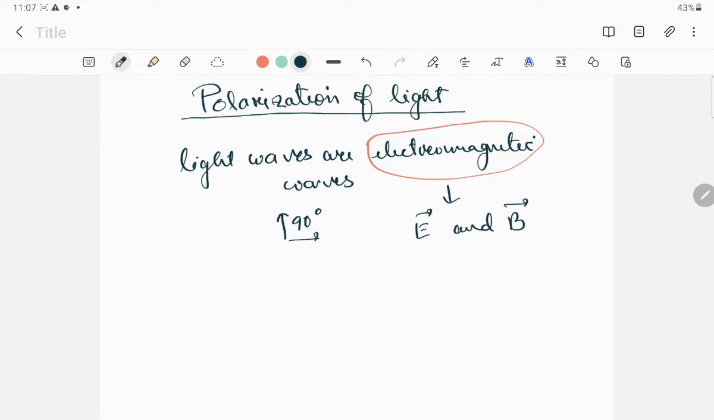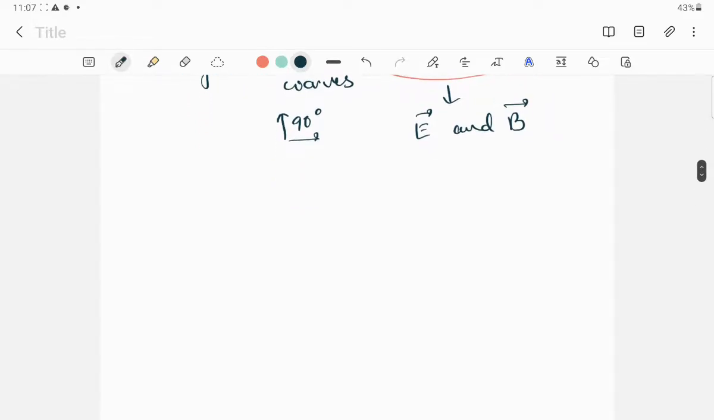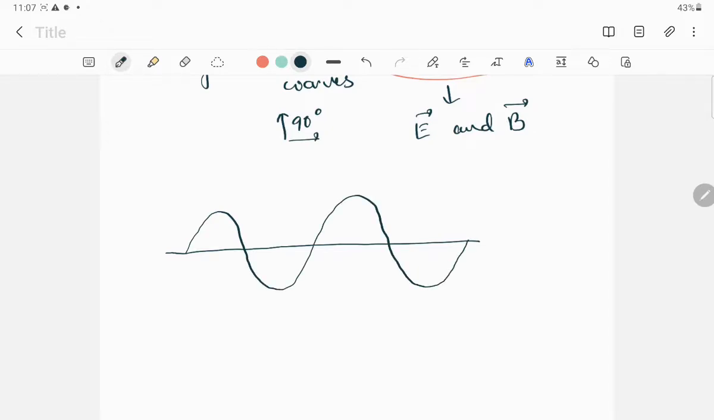So if I want to represent the light wave, it is like this. This one is representing the electric field vector, which we will write as E vector. And not only this, we will have the amplitude like this also. So these are the electric field vectors.